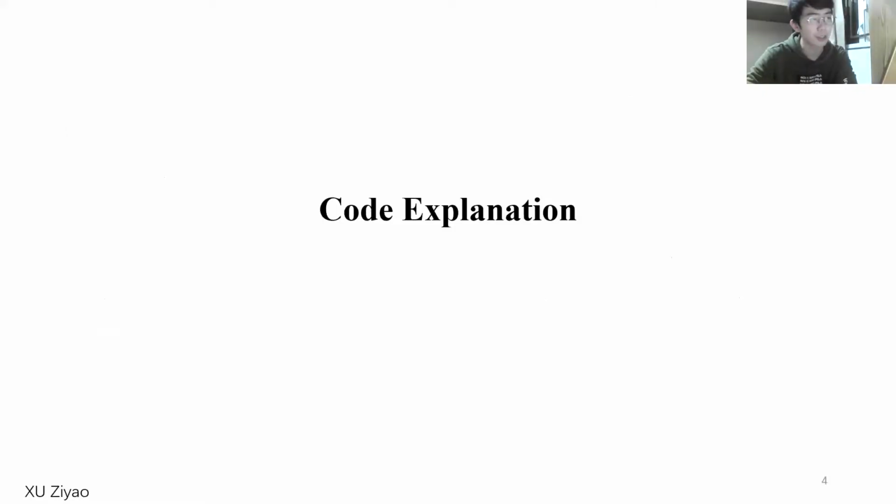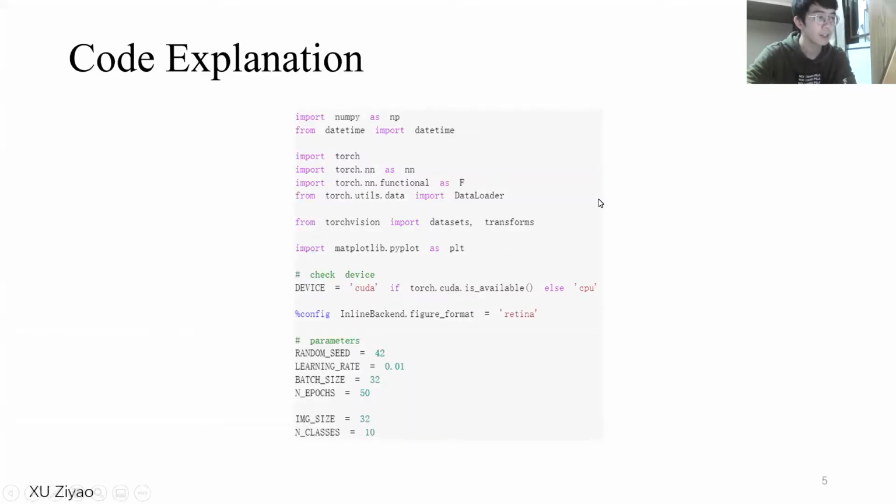I will introduce my code explanations. First, this part is to set up the parameters of the models. The random seed is 42, the learning rate is 0.01, the batch size is 32, the epochs is 50, the image size is 32, and the classes is 10.